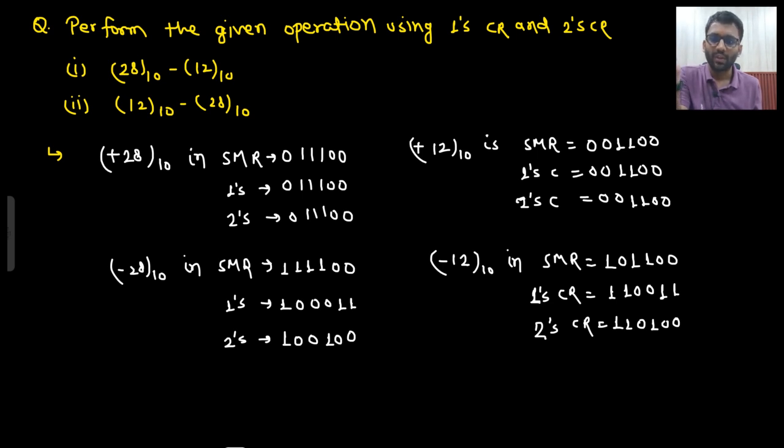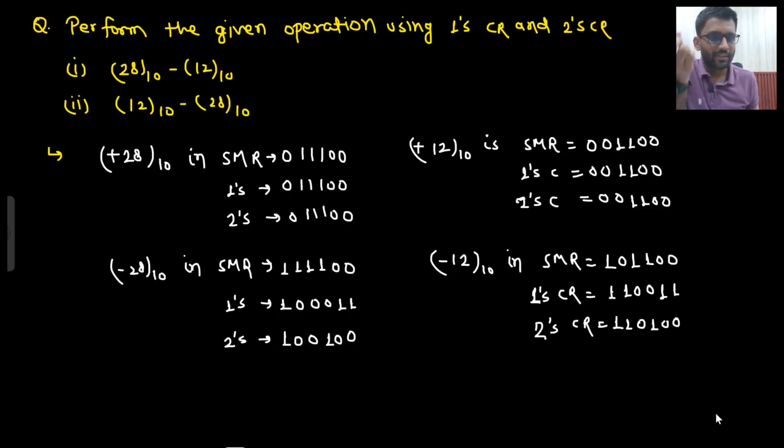So first we will do 28 plus minus 12. The first one is 28, so plus 28, plus minus 12. This we need to perform. So let's solve the first problem: plus 28 minus 12, that means plus 28 plus minus 12. Let's solve it with 1's complement representation.